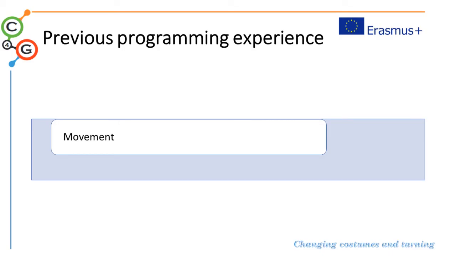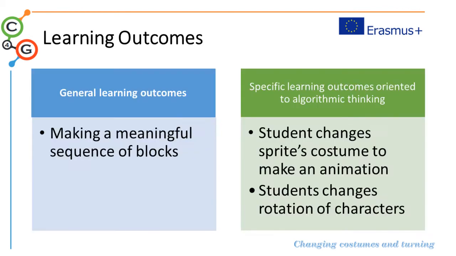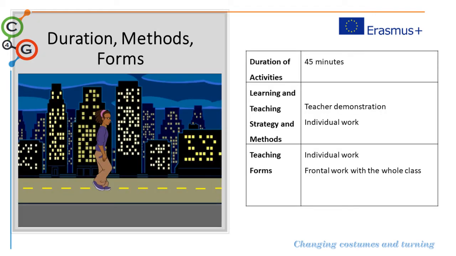Students should know already how to use the movement blocks. In these activities, students will make a meaningful sequence of blocks. The expected duration of this activity is 45 minutes. The students can work individually. The role of the teacher is to help them and to explain the more complex paths. Now, we will see the entire code for the tasks to be carried out.